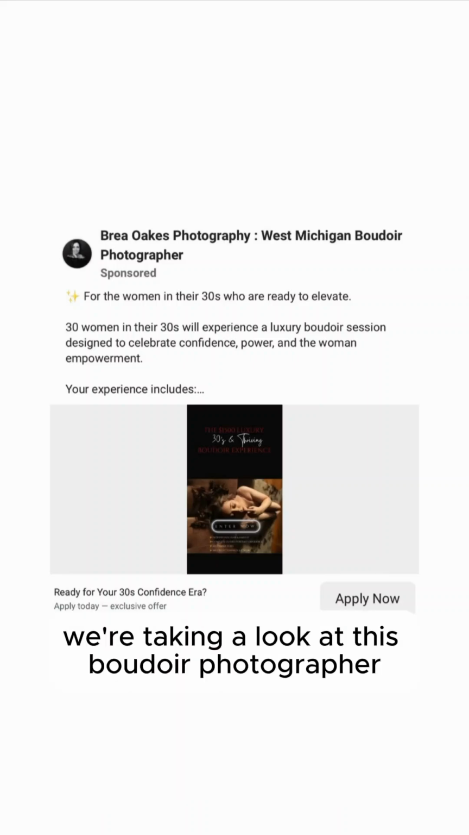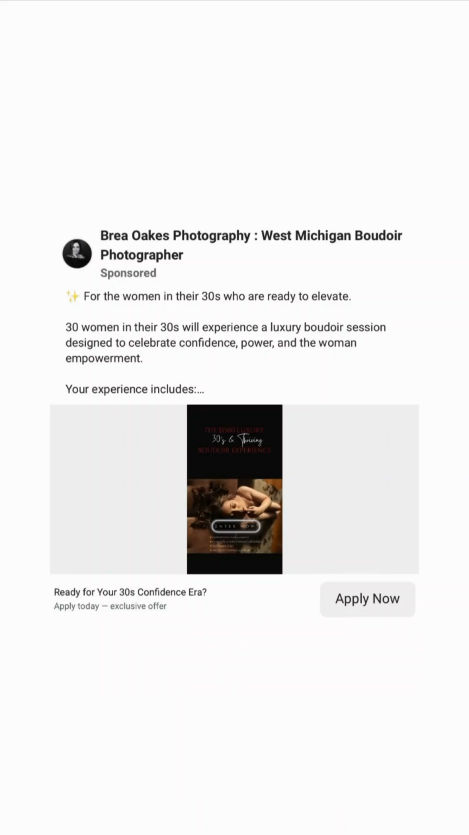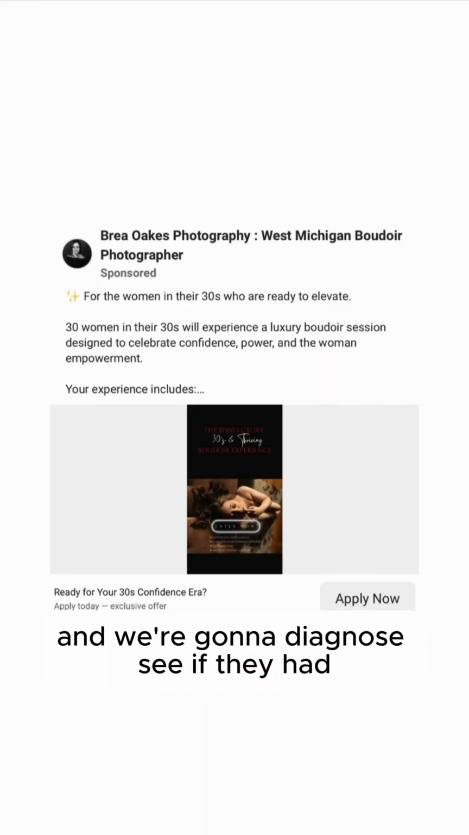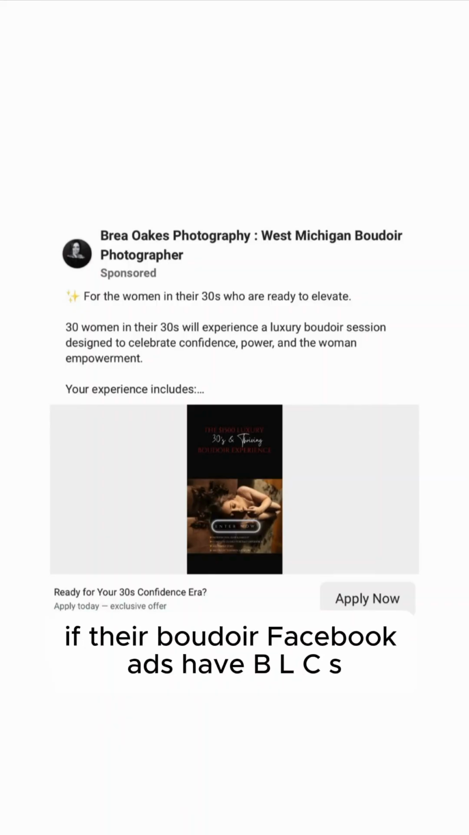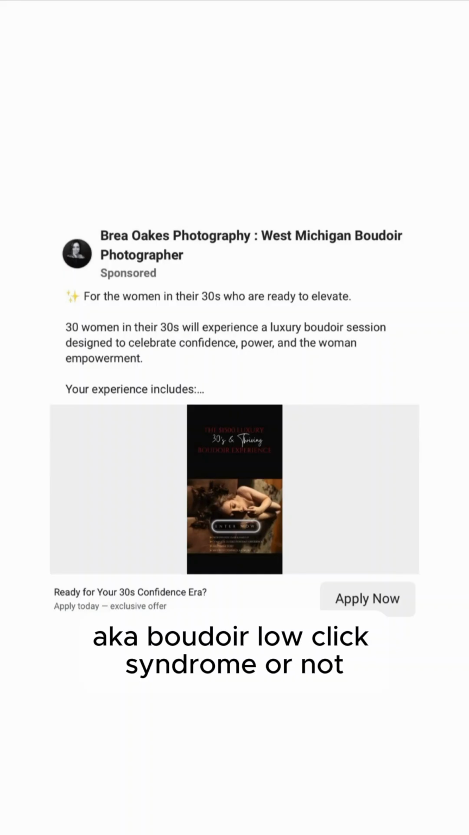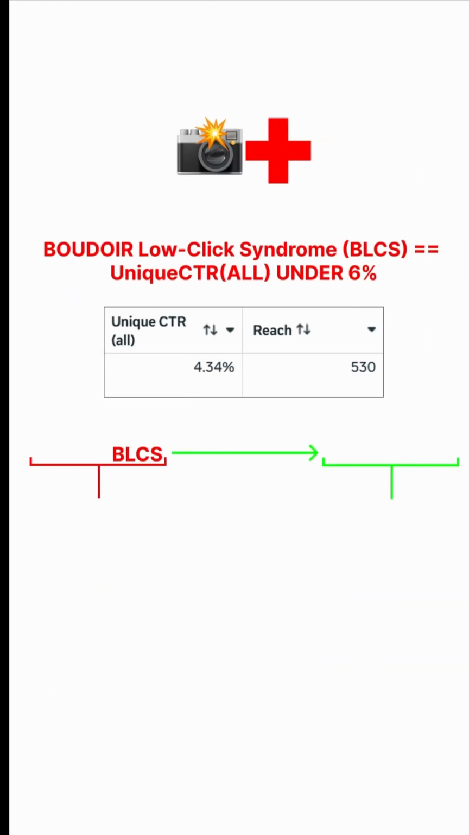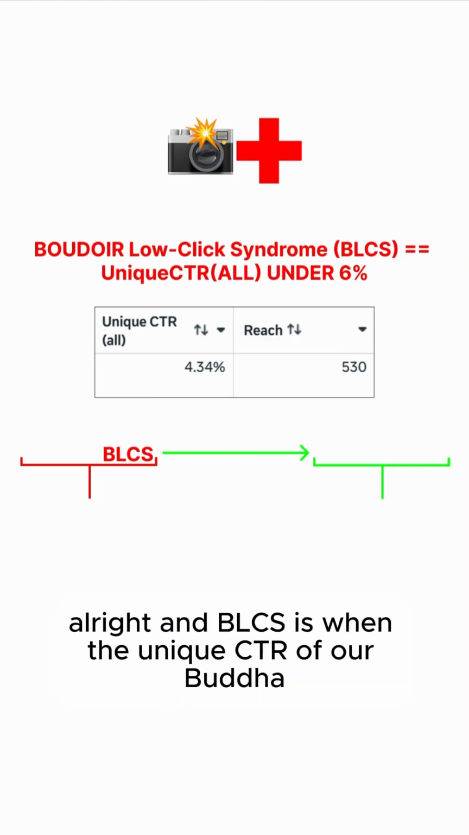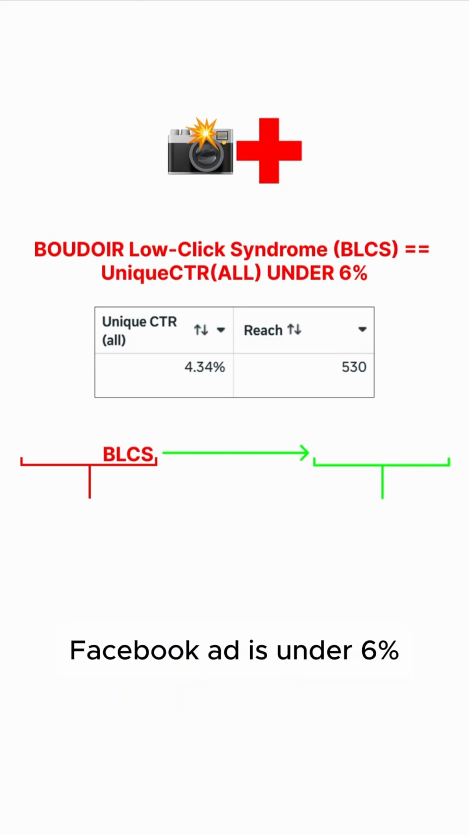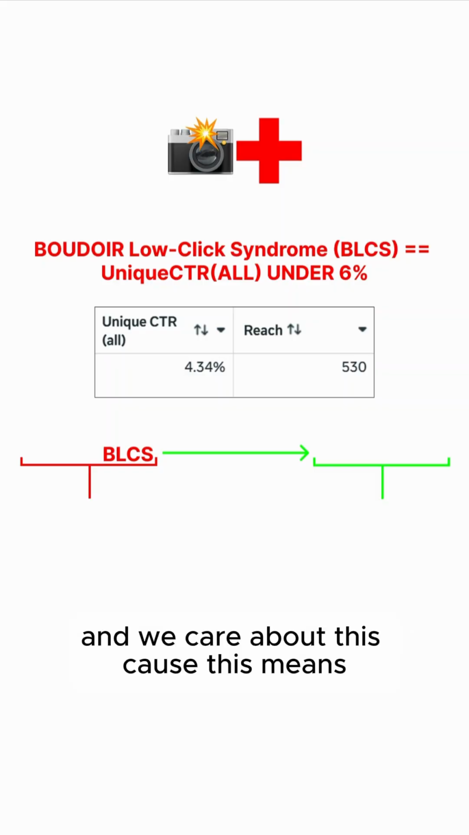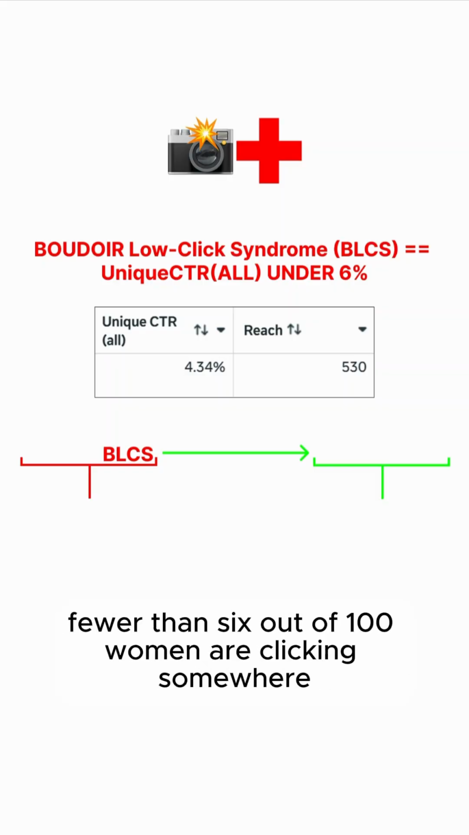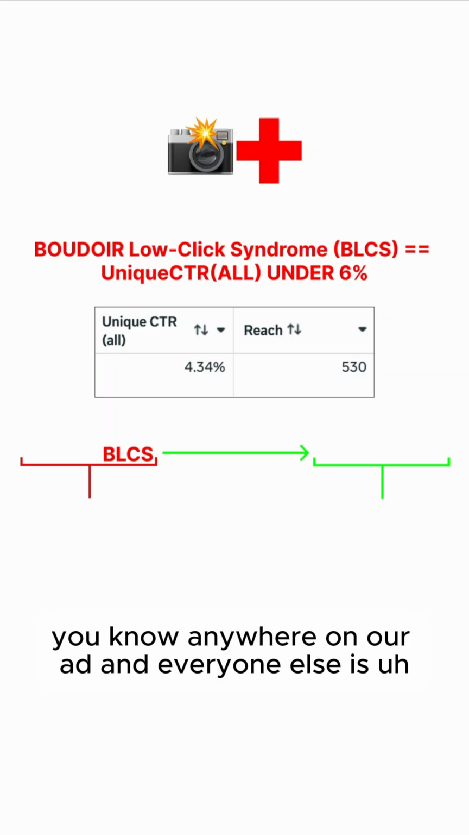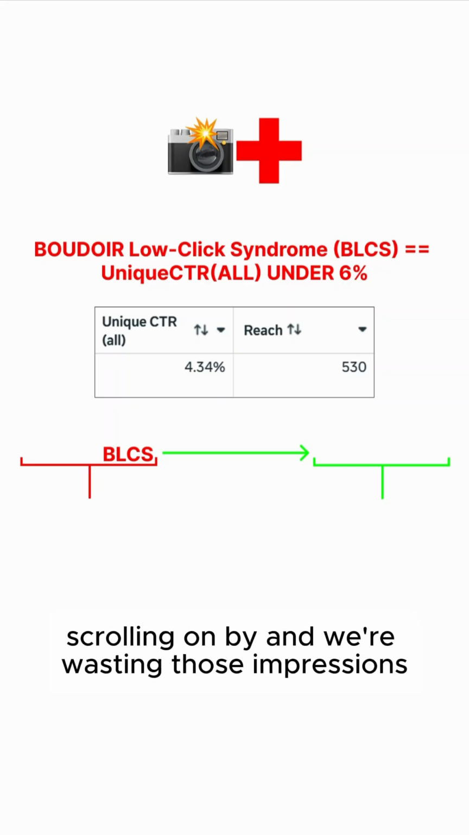All right, y'all, we're taking a look at this boudoir photographer, and we're going to diagnose if their boudoir Facebook ads have BLCS, aka boudoir low click syndrome, or not. BLCS is when the unique CTR of our boudoir Facebook ad is under 6%. We care because this means fewer than 6 out of 100 women are clicking somewhere, anywhere on our ad, and everyone else is scrolling on by, and we're wasting those impressions.